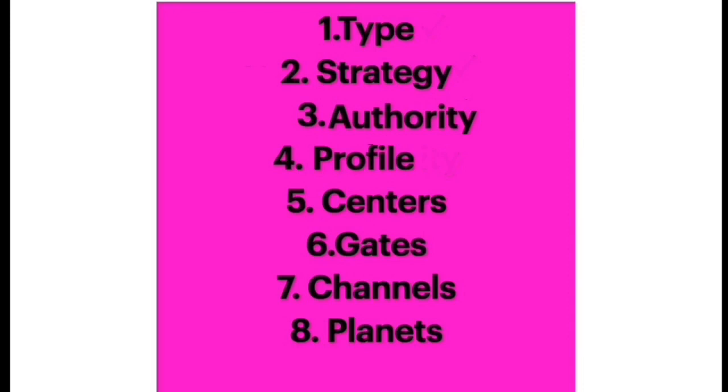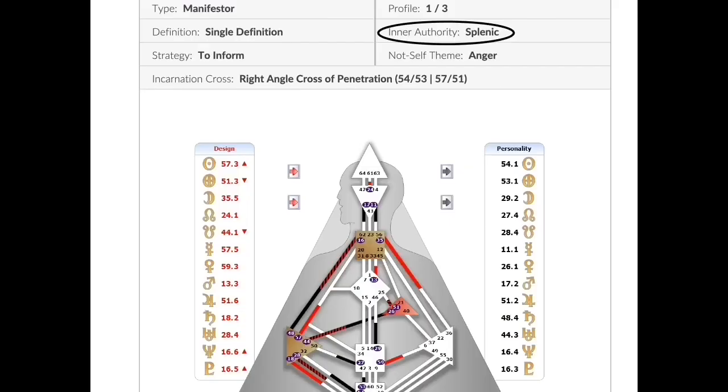Now we know the type, we know the strategy, so let's go and start talking about the authority. So if we're looking for the authority on the chart, you'll see it right here that I have it circled, so that you can have that idea of exactly where all this information is on your chart, so you can see exactly where you stand and what your authority is.